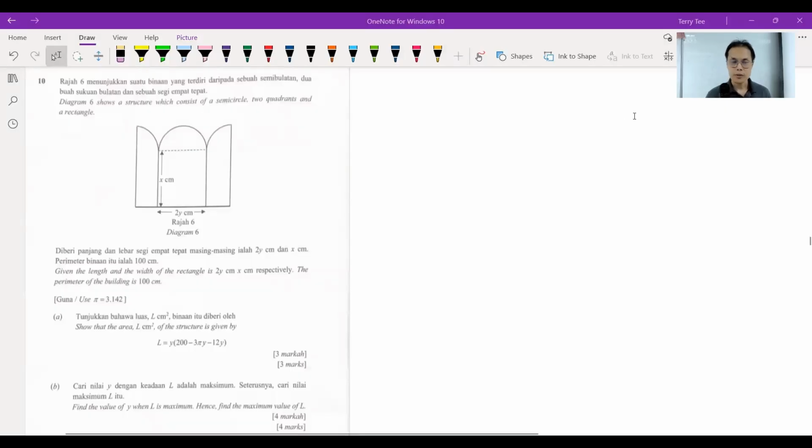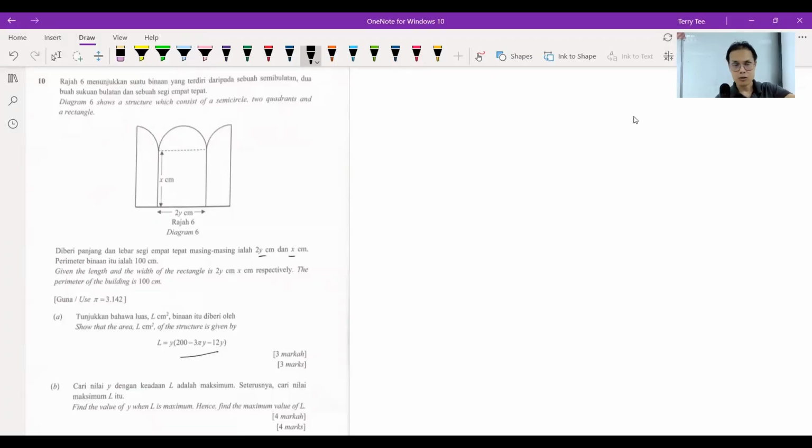Okay, the next question, number 10. Raja menunjukkan suatu binaan yang terdiri daripada sebuah segi bulatan, 2 buah sukuan bulatan, dan sebuah segi 4 tepat. Yes, 1 semicircle, 2 quarters of a circle, and a rectangle. So they are given a measurement here. Panjang lebar segi 4 tepat masing-masing ialah 2y and x, and perimeter binaan is 100 cm. So you're supposed to tunjukkan luas binaan diberi oleh this.